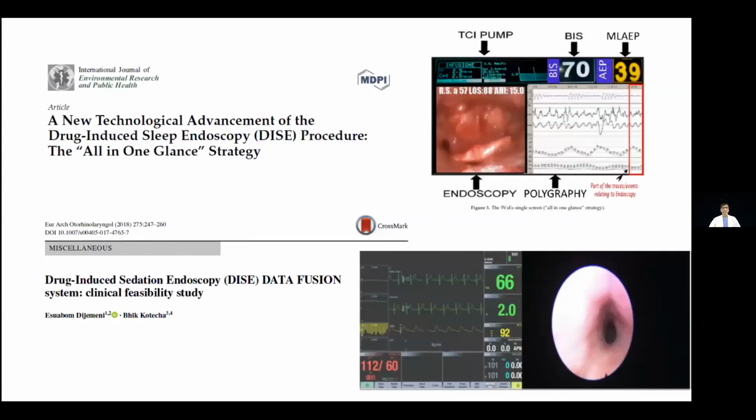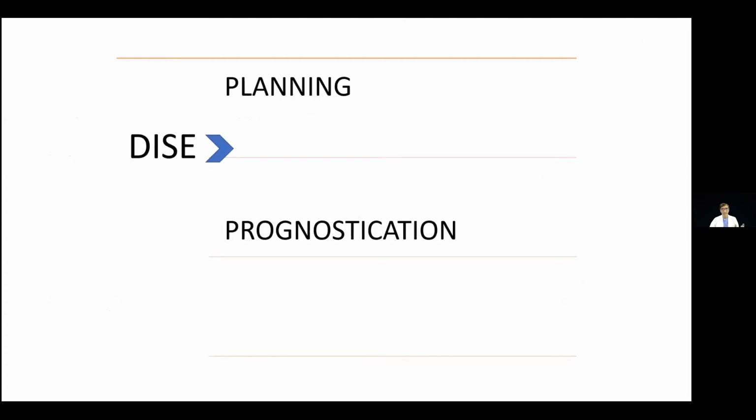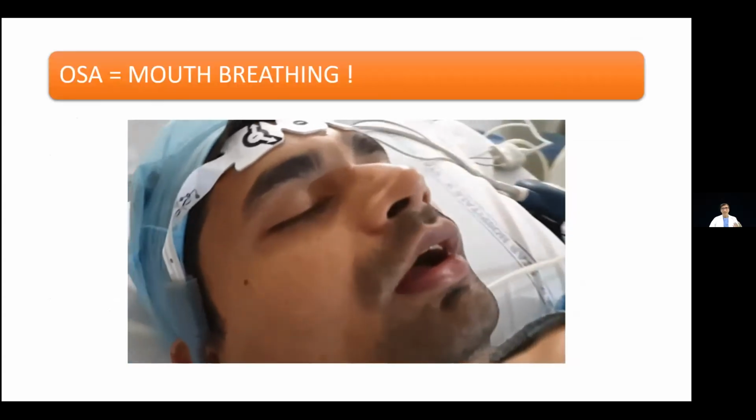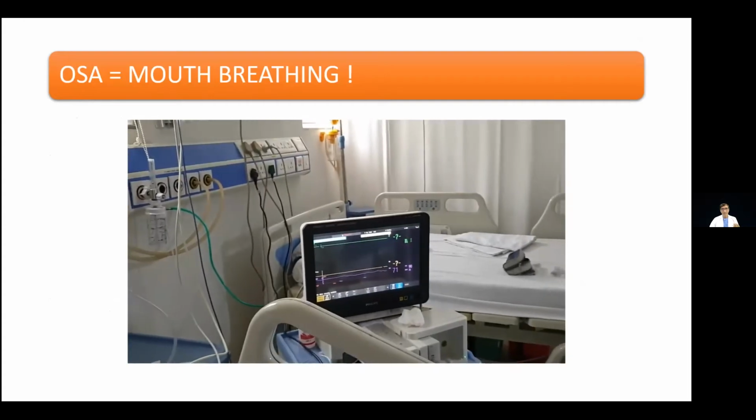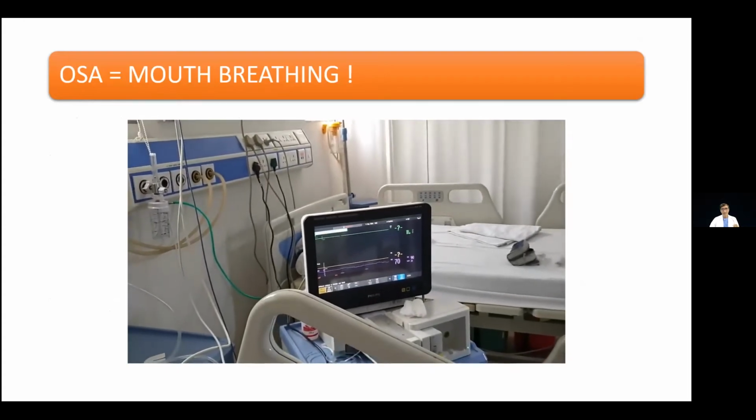Now, there are lots of new technologies that have come in wherein we combine all the data, and you can fuse the data and put it all in a single nutshell to understand all the parameters in a single short video. Now, does DICE really help in planning and prognostication? One is a concept called interventional DICE, wherein we know that most of our patients are mouth breathers, and this is at a BIS of about 70.